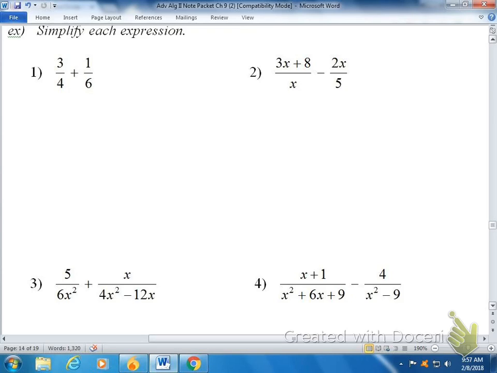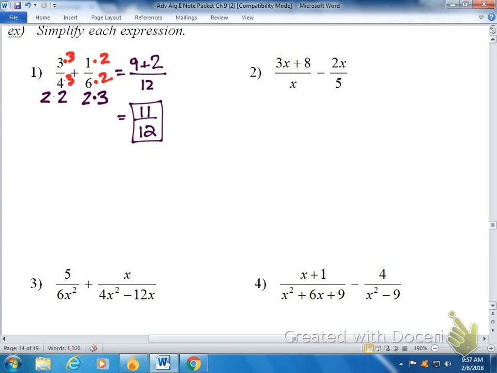get a common denominator. For example, in the first fraction, the denominator is 2 times 2. In the second fraction, the denominator is 2 times 3. What do they not have in common? They don't have a 2 in common, and they don't have a 3 in common. So what I'm going to have to do is multiply the first fraction by the 3 that's missing, and multiply the second fraction by another 2. This is how we get the common denominator of 12. So I've got 9 and 2, the answer's 11/12, and I cannot reduce it, so that's my answer.